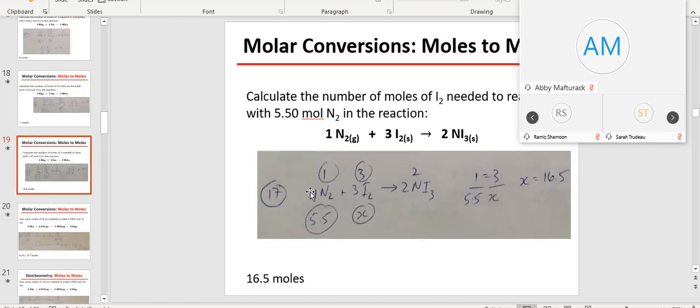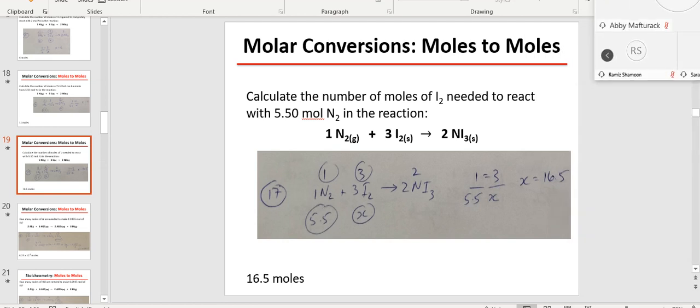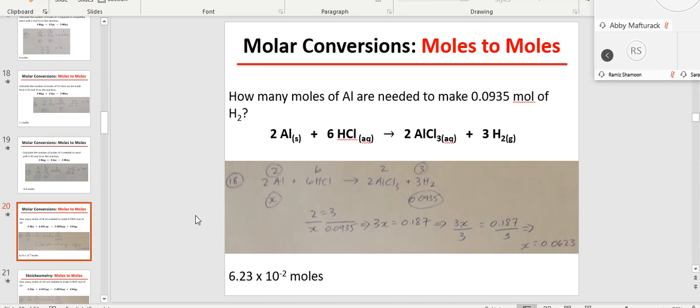Again, here's another mole. Okay? We do, it's exactly the same. If I'm asking for moles and I give you moles, a mole is the easiest of them all. Okay? Let's see if I can move that up there. I don't know. Maybe I can. There we go. Good enough. All right. And here's another one.